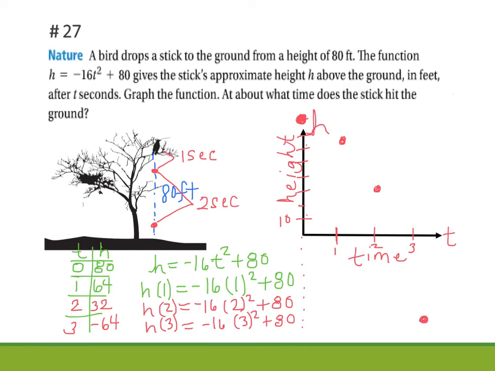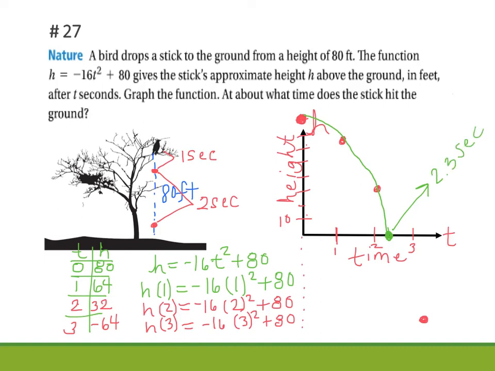Now remember, we're strictly dealing with positives in this situation. So really when I graph this, I'm only going to graph the positive. So let's draw the curve, and the curve is going to look something like this. Okay, and it's just going to keep on dropping down. So about how many seconds does it take for it to hit the ground? Well, you can look at that and you can get a pretty good estimate. The estimate is going to be right at around 2.3 seconds.